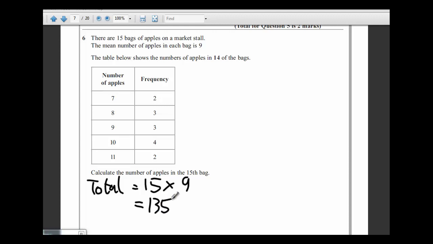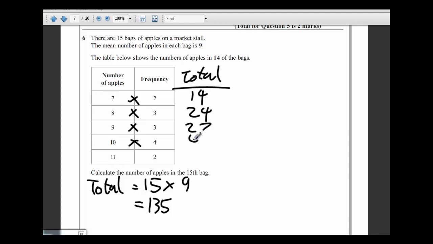Now we need to know how many apples were in the first 14 bags. So 2 bags had 7 apples. That makes 14 apples. 3 bags had 8 apples. That's 24 apples. 3 bags had 9 apples. That's 27. 4 bags had 10 apples. That's 40. And 2 bags had 11. It's 22 apples. So in the first 14 bags, if we add these up, that comes to 127.